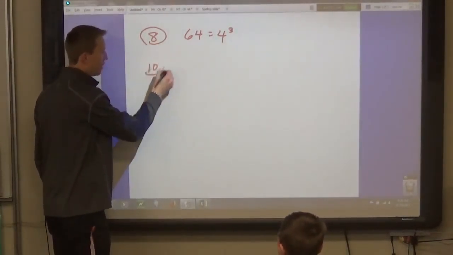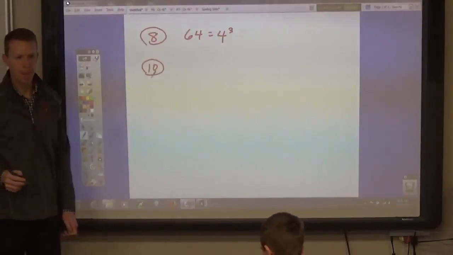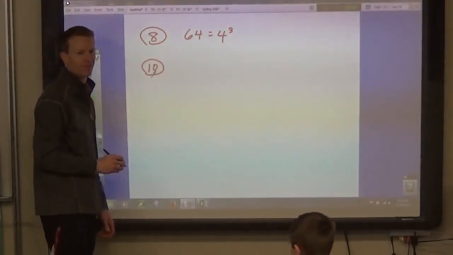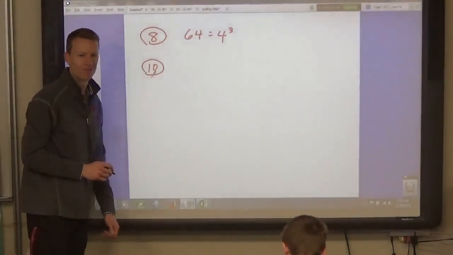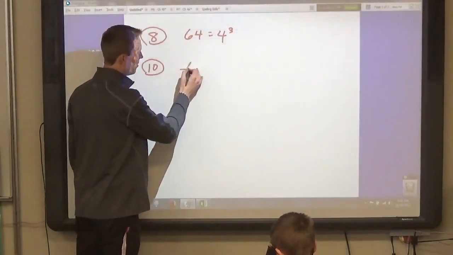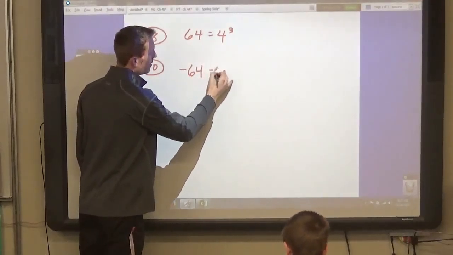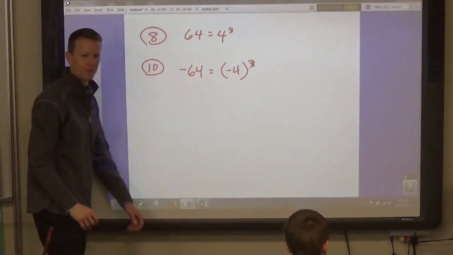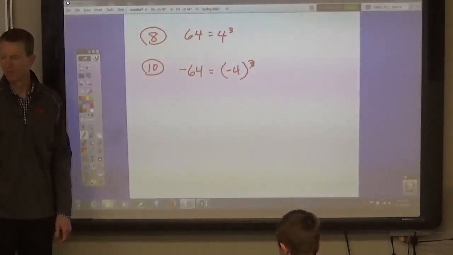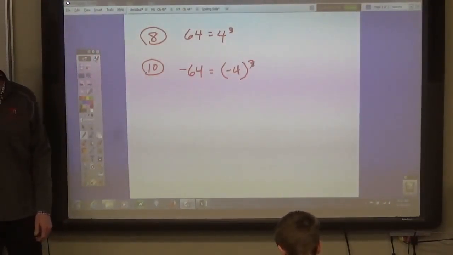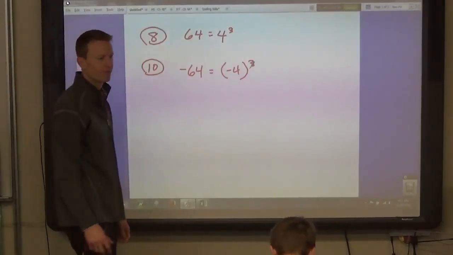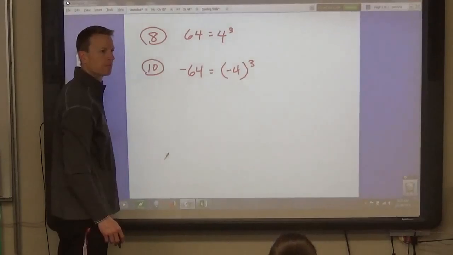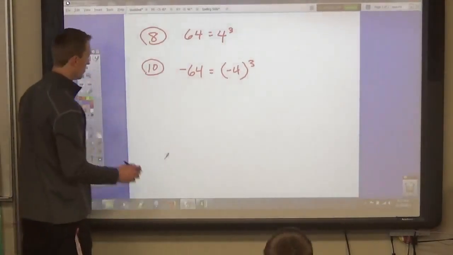How about number 10? Great? That would be negative. Yeah. Because that is negative 4 to the 3rd power. Right? And number 12? AJ? Wait, that's not in parentheses. Wouldn't it be positive 64?